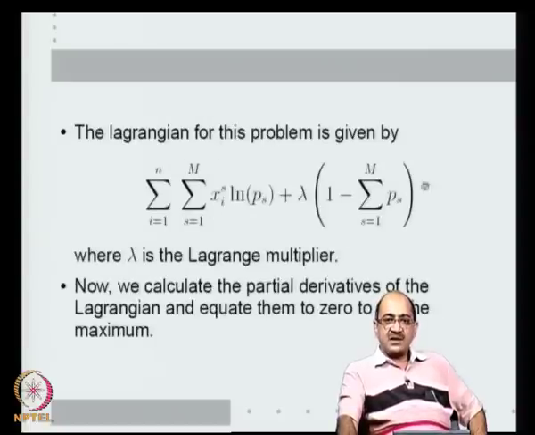What will the second term's derivative be? I have to differentiate this with respect to p_j; this is a constant. So, this is lambda times p1 plus lambda times p2 and so on. So, when I differentiate with respect to p_j, I get lambda.